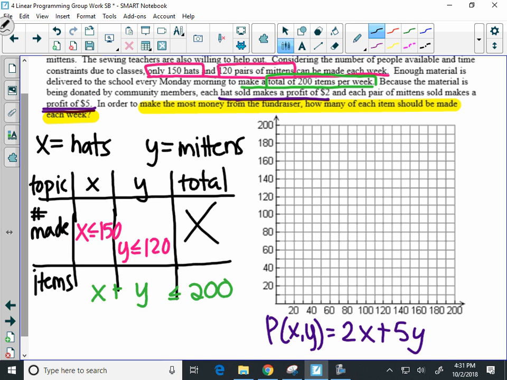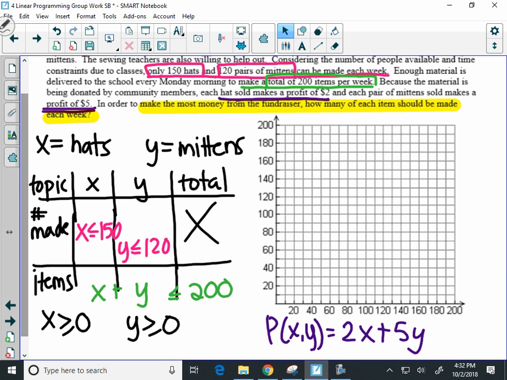Okay. So now I've used every number actually. I've used the 150, the 120, and the 200. So those are going to be 3 lines that are on our graph. Now we need to be careful because let's think about this. I can't make more than 120 mittens, but I also have the constraint that the number of hats has to be greater than or equal to 0. I can't make a negative number of hats. Same thing with mittens. The number of mittens also has to be greater than or equal to 0. So really you have 1, 2, 3, 4, 5 equations that you need to graph on your grid.